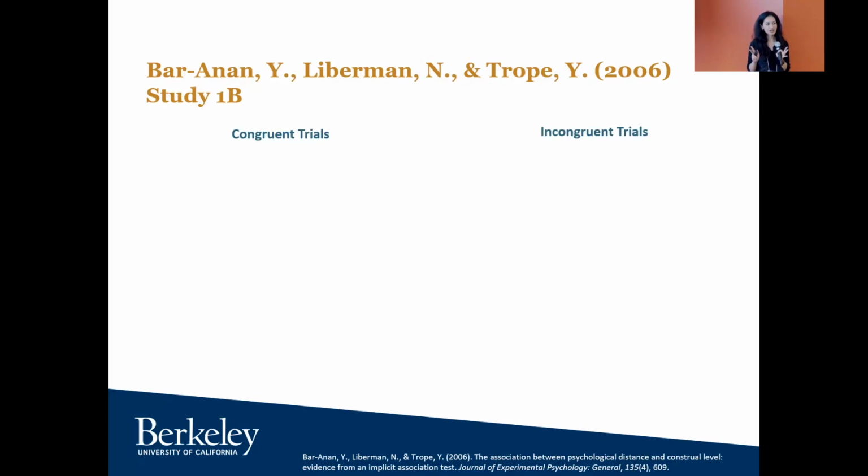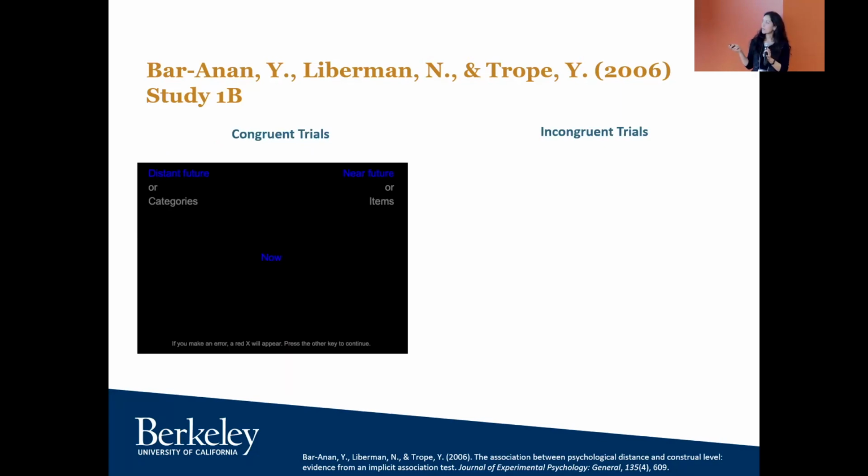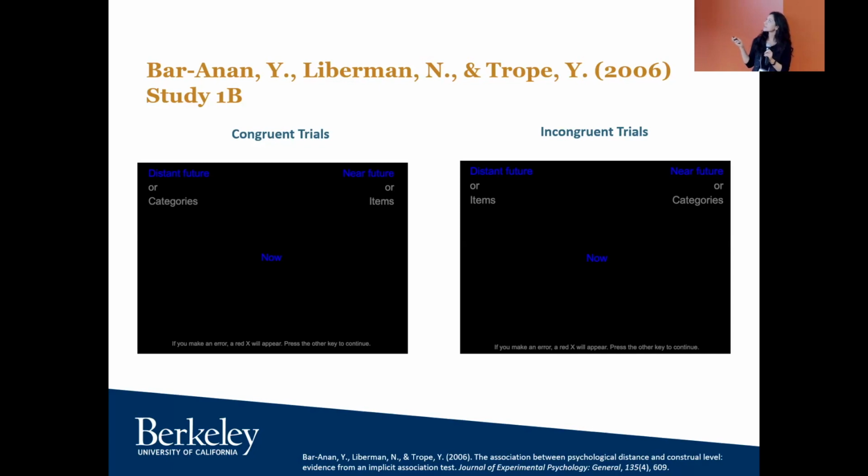In congruent trials, participants saw a word pop up, and the categories on the top were congruent, so this is near future, so proximal with the items, and the distant future with the categories. So this is a congruent trial, and they had to categorize the word that popped up. In incongruent trials, the near future was paired with the categories versus the distant future with the items. The same thing for objects or categories.